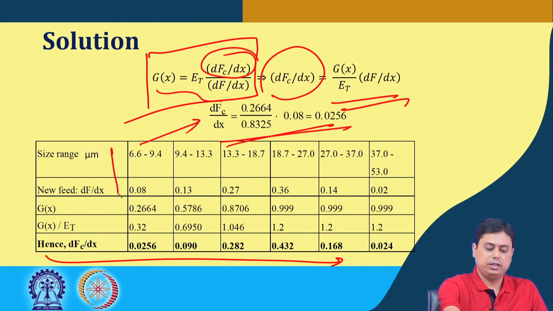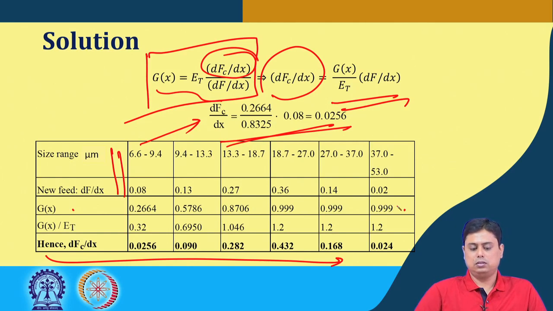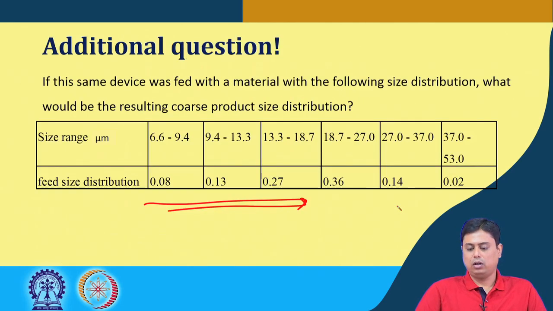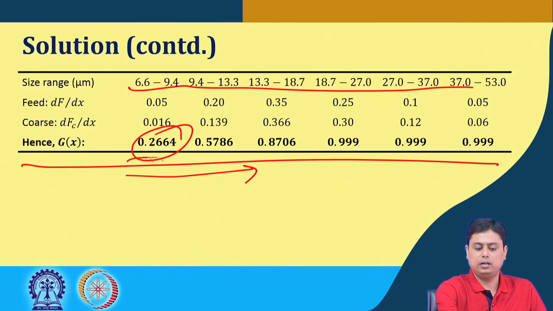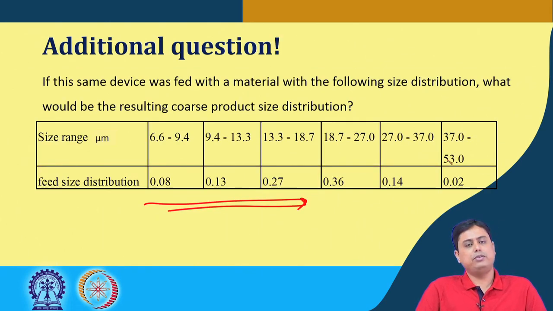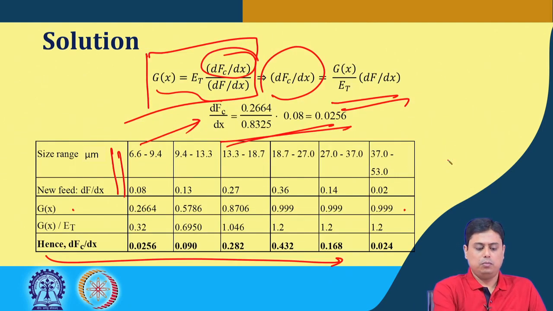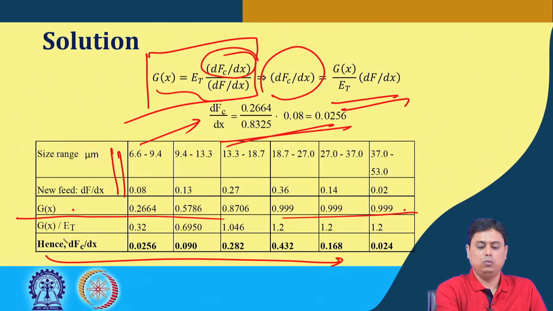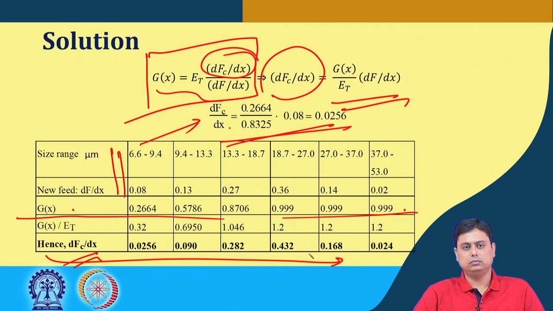This is the size range that is given. This is the Gx values that we have got from here for this size range, because remember the cyclone separator didn't change, it remained the same identical separator. So, the grade efficiency would be the same, only the feed size has changed. So, based on that Gx we find this dFc by dx value, and this is the result that is required.